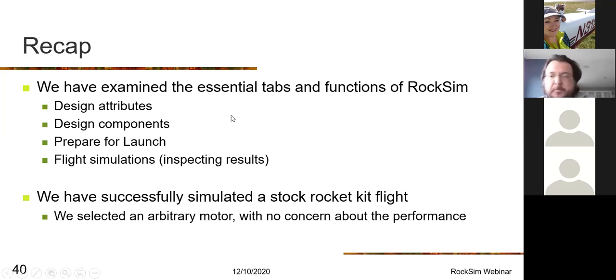As we go on in the rest of the presentation, we're going to look a little more at what the performance is and the effects of it. The goal for you is not only to select the kit, but to select the proper motor, such that you reach the 3,500 foot altitude and don't exceed any of the other parameters in the handbook. Any questions at this point about how to load a motor or a rocket, or any of the attributes, components, or preparing for launch?